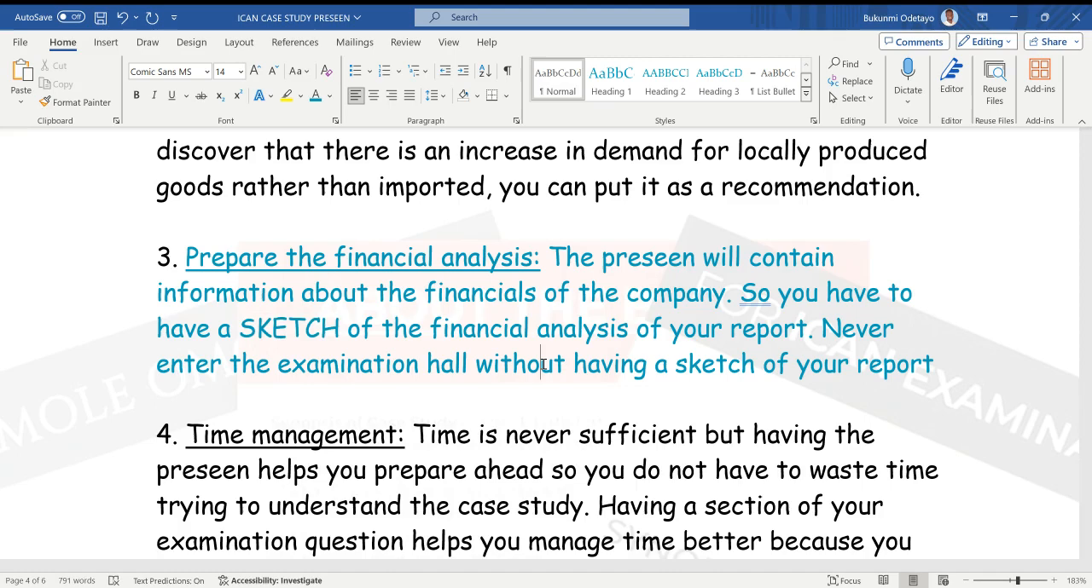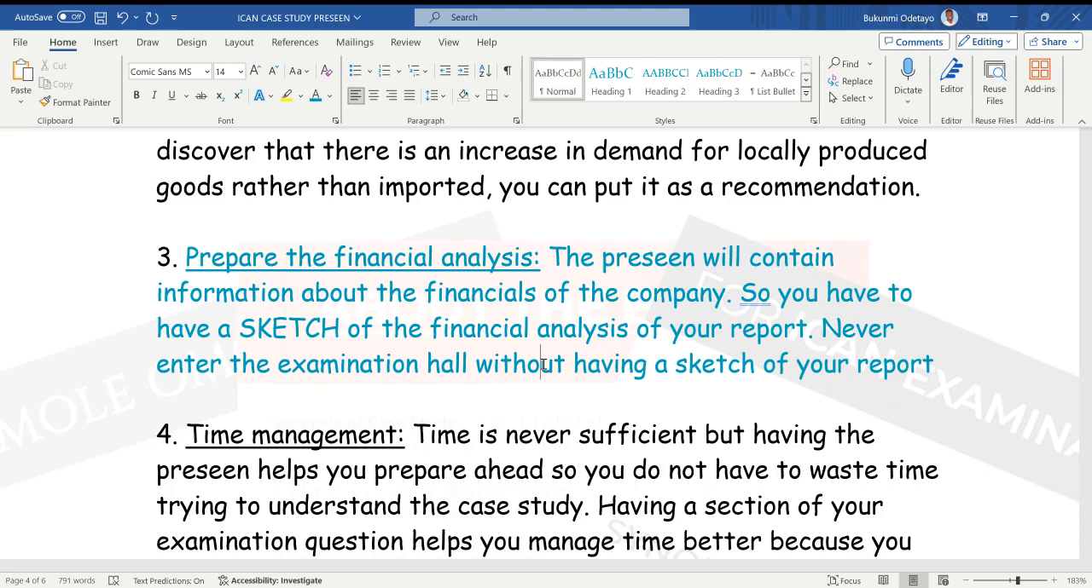Don't do like, I've done everything. I've done liquidity, all the liquidity ratios, all the profitability ratios, so I can just enter the exam hall and do what I want. No, because sometimes, as we spoke about in our previous classes, we have specific and general requirements. If you have done liquidity ratios and you get to the exam hall, and they're not asking you for liquidity ratios and you're not doing them, that shows that you're not following instruction. And like I always say, instruction is part of your examination. Do you understand? So you have to have a sketch.